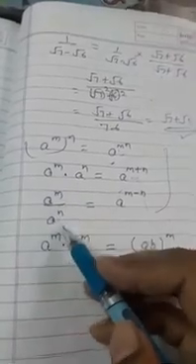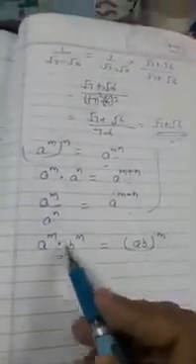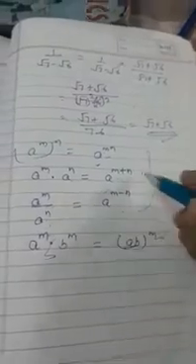If it is division, then the powers will be subtracted. Now if the base is different and the power is the same, then we multiply the bases and take the single power, as ab raised to power m. So these four formulas are for exercise 1.6.